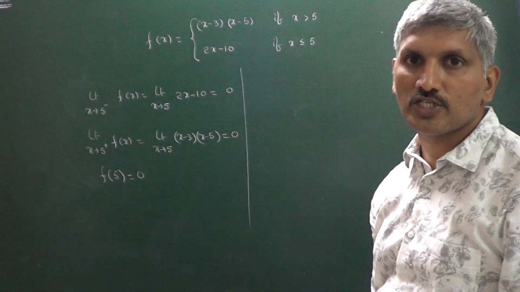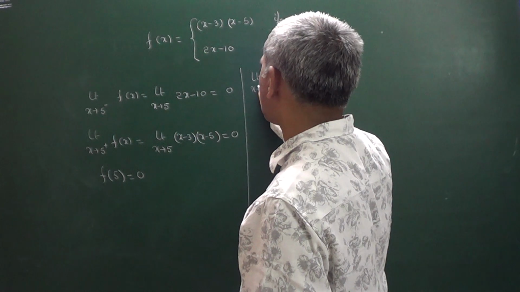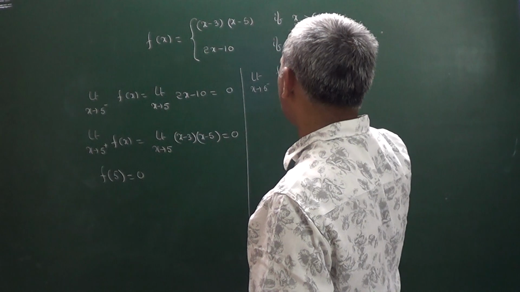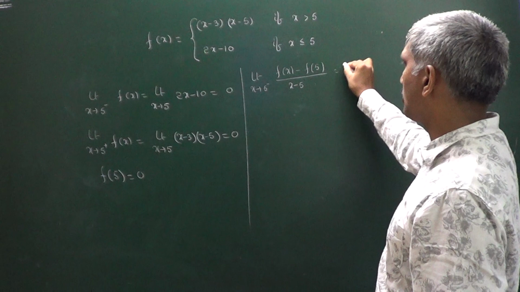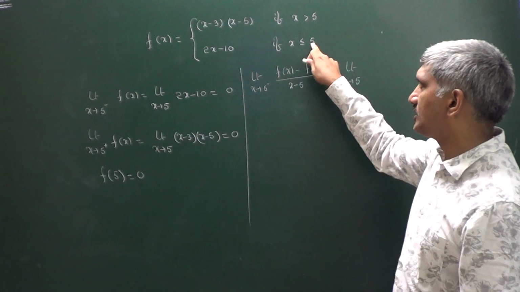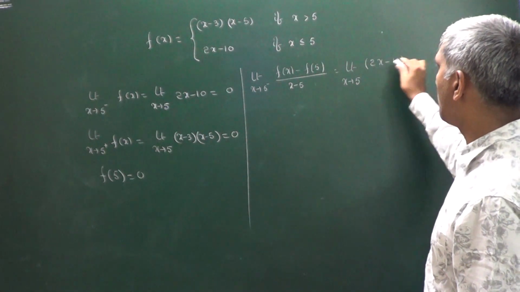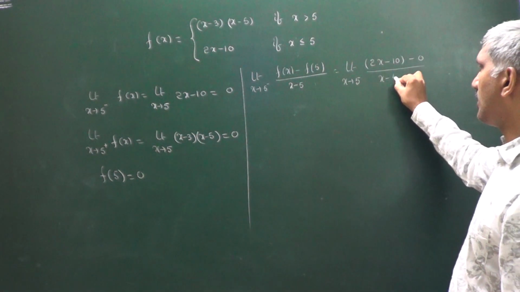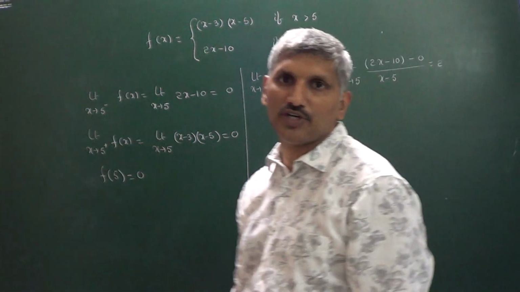Now we have to check the differentiability of this particular function at x equal to 5. So we are finding limit x tends to 5 minus of (f of x minus f of 5) divided by (x minus 5). 5 minus means less than 5. In the less than 5 case the function is 2x minus 10 minus f of 5, whose value we know is 0, divided by x minus 5. If you take 2 common and cancel, we are getting 2. Left hand derivative we got 2.